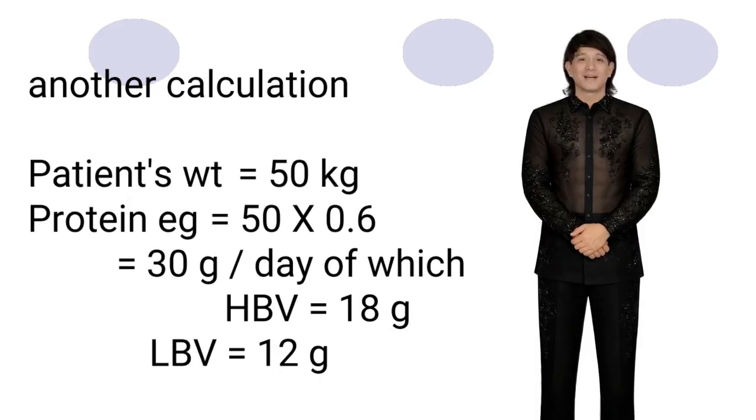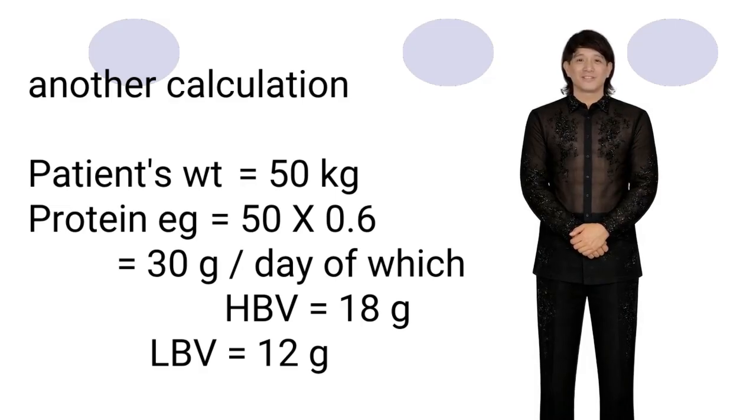Low biological value proteins, or LBV proteins, are typically plant-based and lack one or more essential amino acids. They are often combined with other protein sources to ensure a complete amino acid profile, crucial for maintaining health and supporting bodily functions.